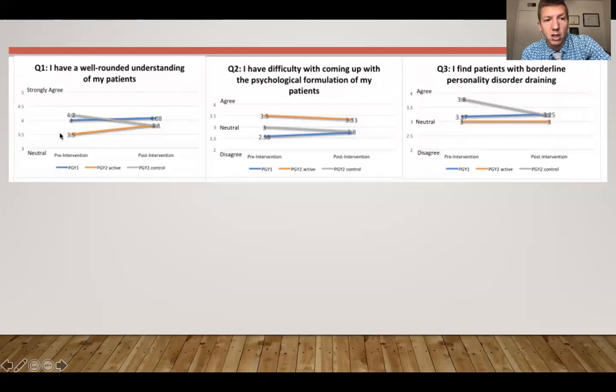And really, there wasn't a big change overall post-intervention for any of these three groups. And really, the bigger changes we're seeing a little bit in the PGY2 controls. They apparently had a worse understanding of their patients after a 6-month period, by 1/2 of a point on average. And then on this third category, it seems that the control group found borderline patients more draining, and over time that reduced slightly. But since those were the controls, we didn't see that to be due to our intervention.